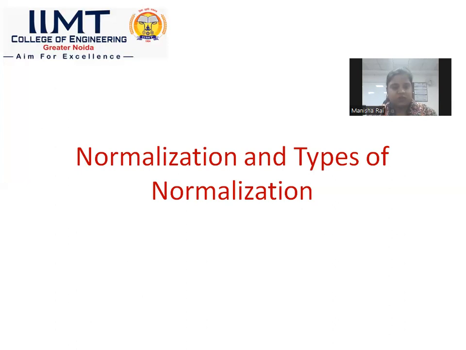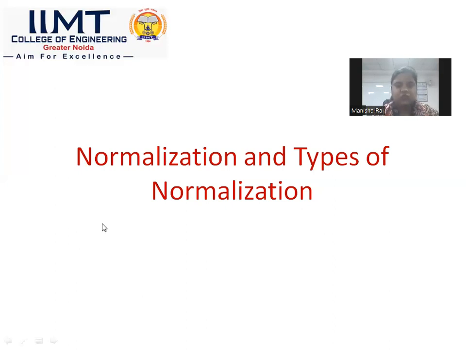Then super key. When you combine two or more candidate keys to make one stronger key for unique identification, that is known as our super key. This is a basic building block which is important to understand the concept of normalization. Now move toward our topic, normalization.